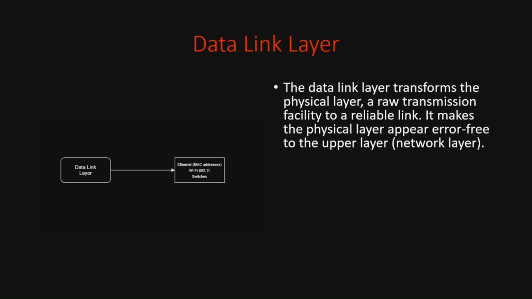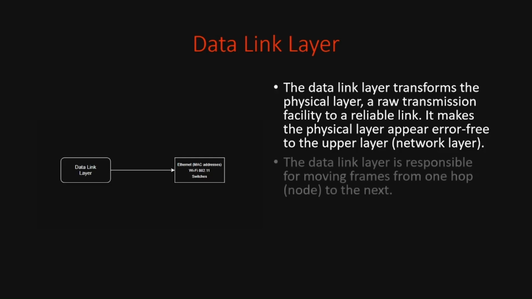Now imagine your data traveling across a series of rooms. Each room represents a device or node. The job of this layer is simple but crucial. The data link layer is responsible for moving frames from one hop to the next. It doesn't take your data across the entire network, just the next immediate step, hop by hop, steadily and safely.